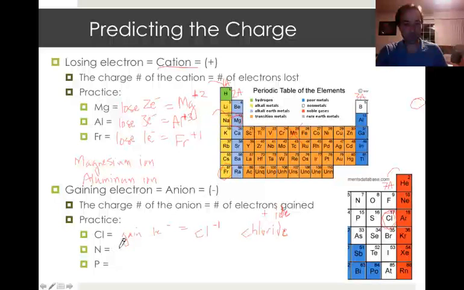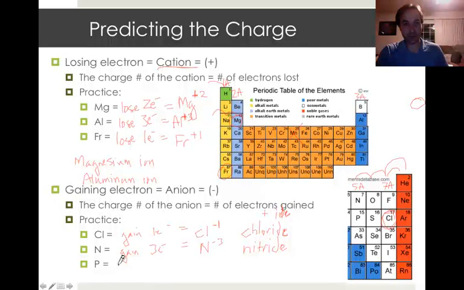Okay, so for instance, nitrogen is here. It is in group 5A, so it needs to gain 1, 2, 3 electrons to get to its octet, which means it becomes nitrogen minus 3 because it's negative because it gained electrons, and then it gained 3, so it's going to be negative 3, and we call it nitride. It's nitr, which is the beginning of nitrogen, and then we add the IDE ending, so it'll be nitride.